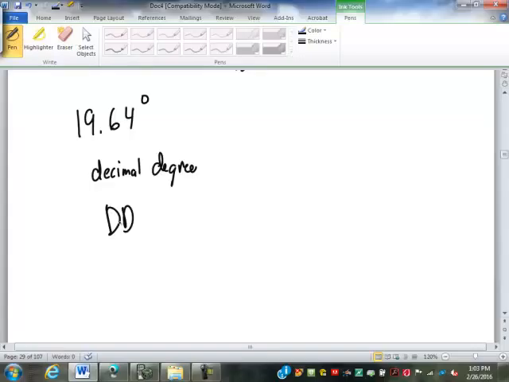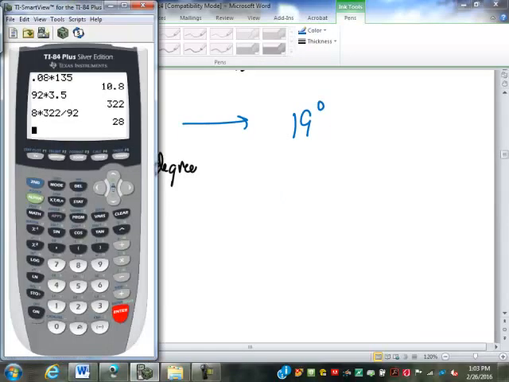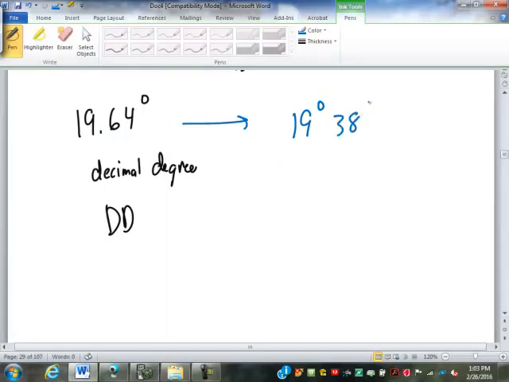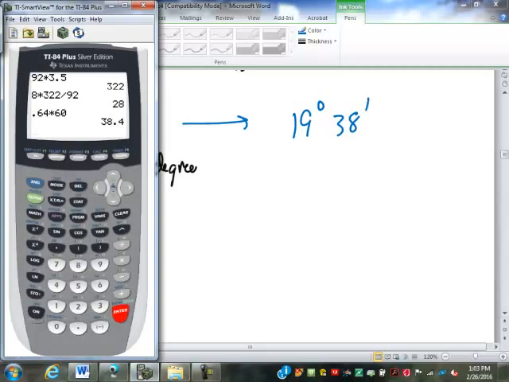I can convert that into degrees, minutes, and seconds. How do I do that? Well, the 19 is going to be degrees, so I'll take the 0.64 times 60 to convert them into minutes. That is 38 minutes. Then I'm going to take the 38 off of there to leave me with 0.4 minutes, and I'm going to change that into seconds. Times 60 will give me 24 seconds.